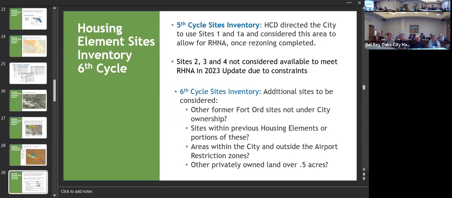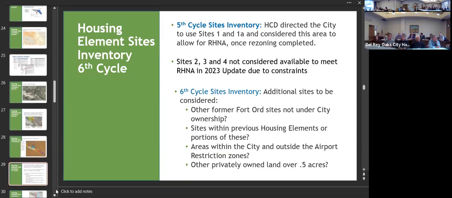So in the fifth cycle, we were directed basically by the letter from HCD to use sites, what we call sites 1 and 1A. That is the airport. That's the location of the airport. That is owned by the city. That's 232 acres. We did not consider sites what we call 2, 3, and 4, which are the two sites I just identified, and then maybe called site 4.